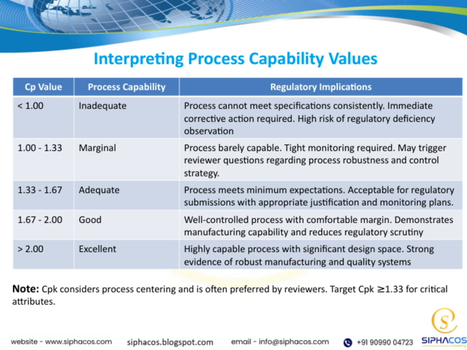Remember, while CP is useful, CPK is often preferred because it considers process centering, which is crucial for ensuring consistent quality. Our target should always be a CPK of at least 1.33 to ensure we meet both quality and regulatory expectations.